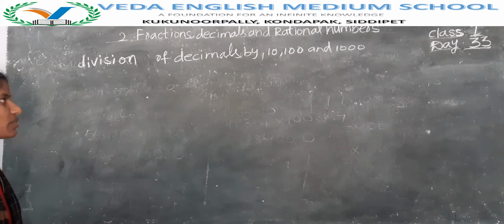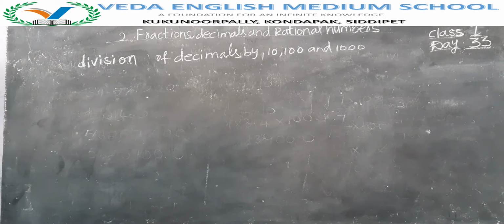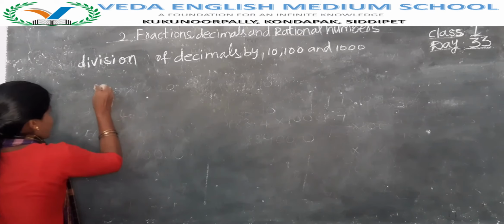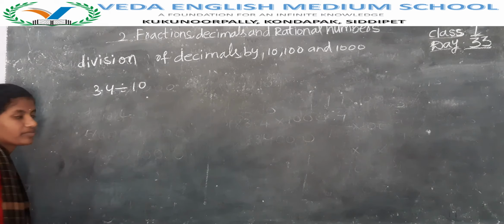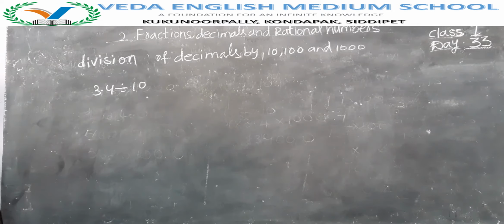Division of decimals by 10, 100 and 1000. How to do divisions for the decimals? For example, 3.4 divided by 10. In the multiplication, the point moves to the right side. In the division, the point moves to the left side.